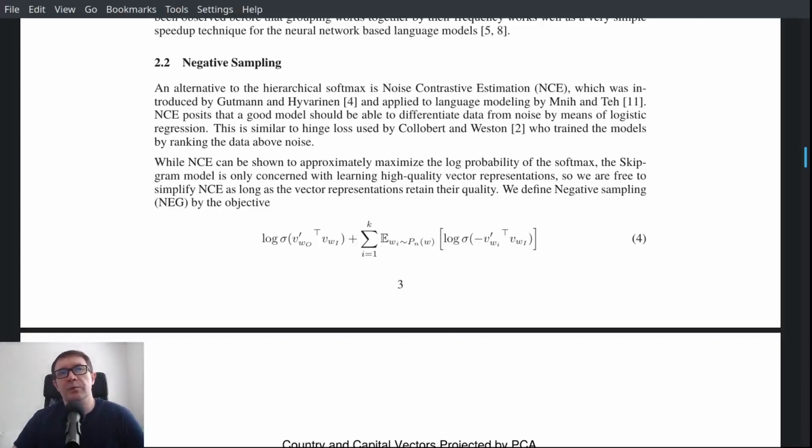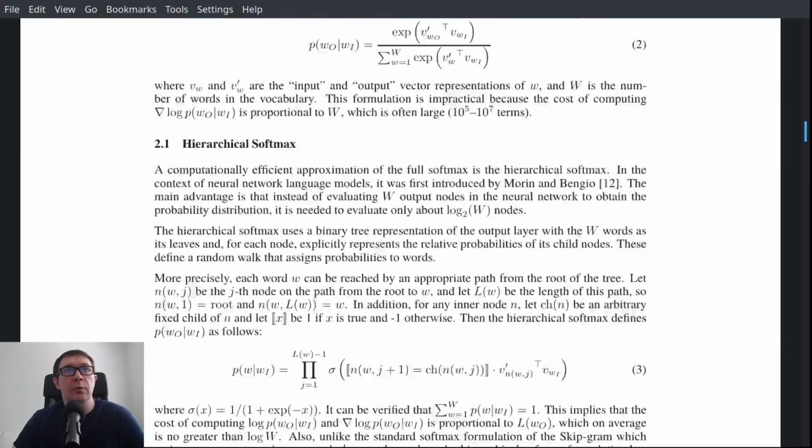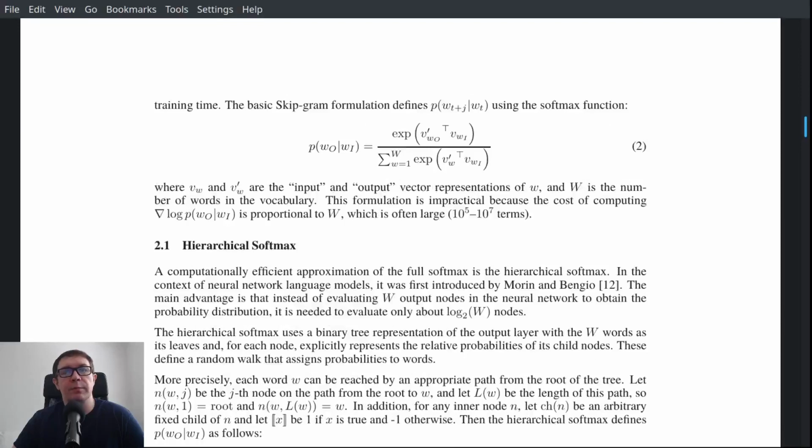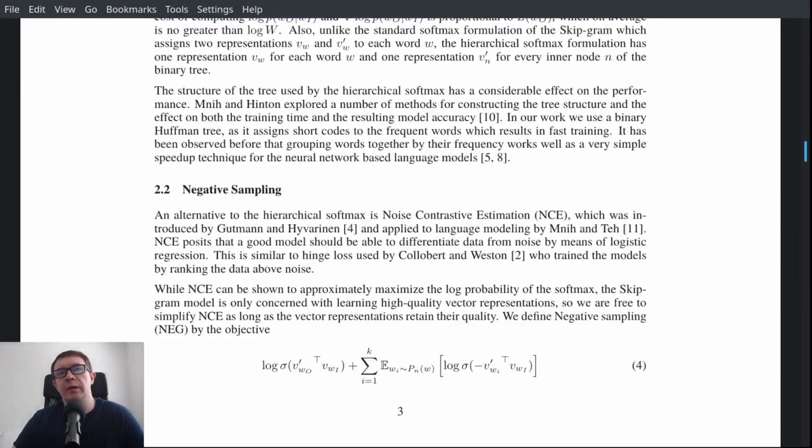And so you can see right away that this only has a sum from i equals 1 to little k, where k is something like 5 to 20, whereas up here we have this sum from W equals 1 to capital W, which is all of the words in our dictionary. And so right away we're getting a few orders of magnitude improvement, potentially even more, 4 or 5 orders of magnitude, depending on how many words in your vocabulary and how many words you choose for this not true outside word distribution.